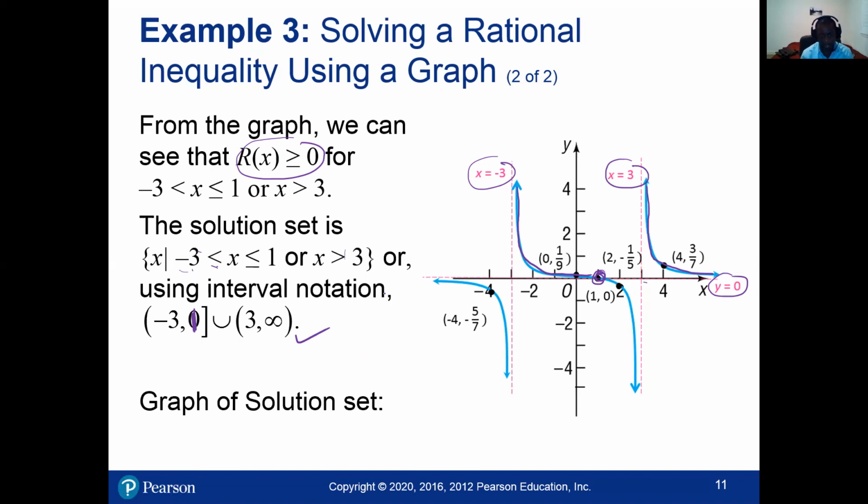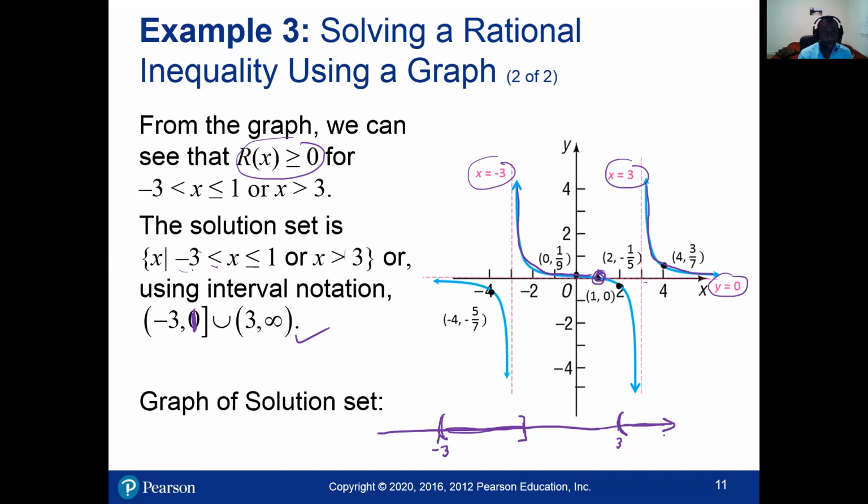So the graph in this case would be: you have -3, you have 1, and then you have positive 3. So it's going to be parenthesis and brackets, and then parenthesis. It's going to be between that, and then there's the part to positive infinity.